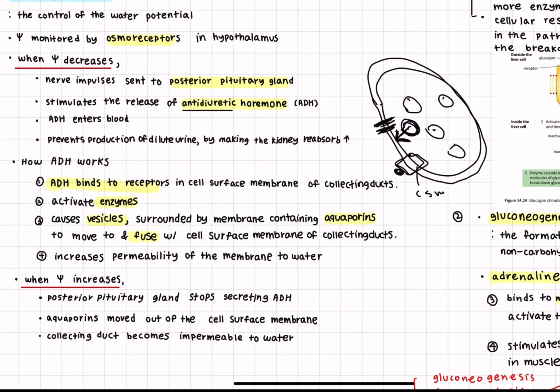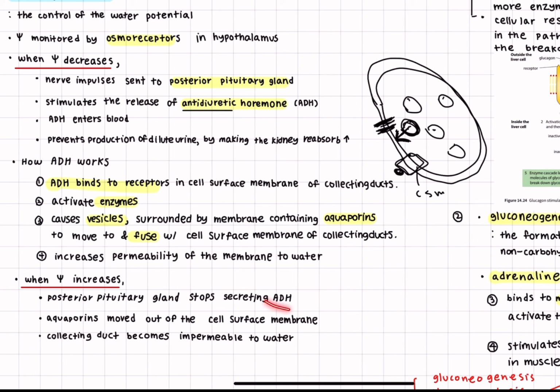In order to decrease the water potential, we should release more water outside the body. So we should produce dilute urine. Therefore, the posterior pituitary gland stops secreting ADH, because ADH is the one that produces concentrated urine. So ADH secretion must be stopped in order to produce dilute urine.